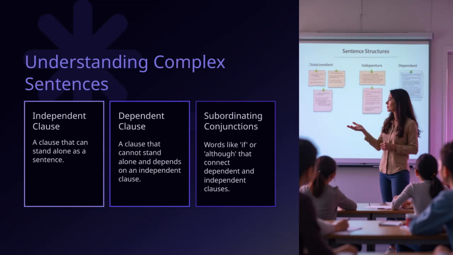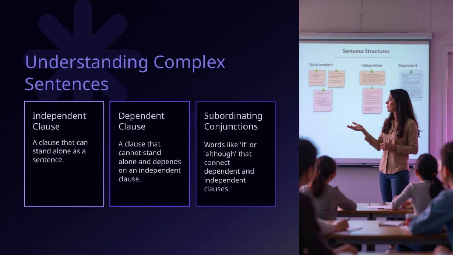Now let's take a closer look at some important words like if or although. These words are called subordinating conjunctions, and they play a crucial role in connecting parts of a sentence. They introduce dependent clauses, which are parts of a sentence that can't stand alone on their own. Instead, they rely on an independent clause to make sense. For example, a dependent clause might be, although it was raining. But it doesn't give us the full idea until it's connected to an independent clause like, we went for a walk.